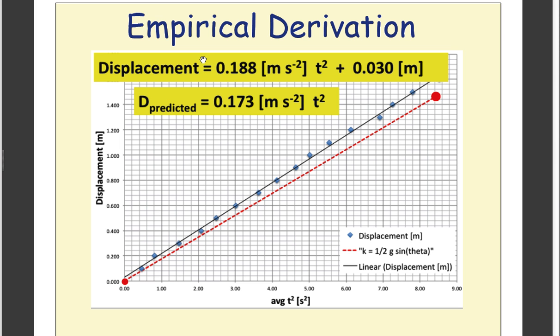So the empirical derivation brought us to a graph of displacement versus time squared. And we found that the slope, the constant of proportionality, should be equal to 1/2 g sine theta. We have two equations on the plot. One equation was from our experiment, from our data, and it gave us a slope with meters per second squared times t squared plus an intercept in meters. And the prediction, or the theoretical line, was simply a slope times t squared. The two slopes from our data and our prediction should be pretty similar to one another.